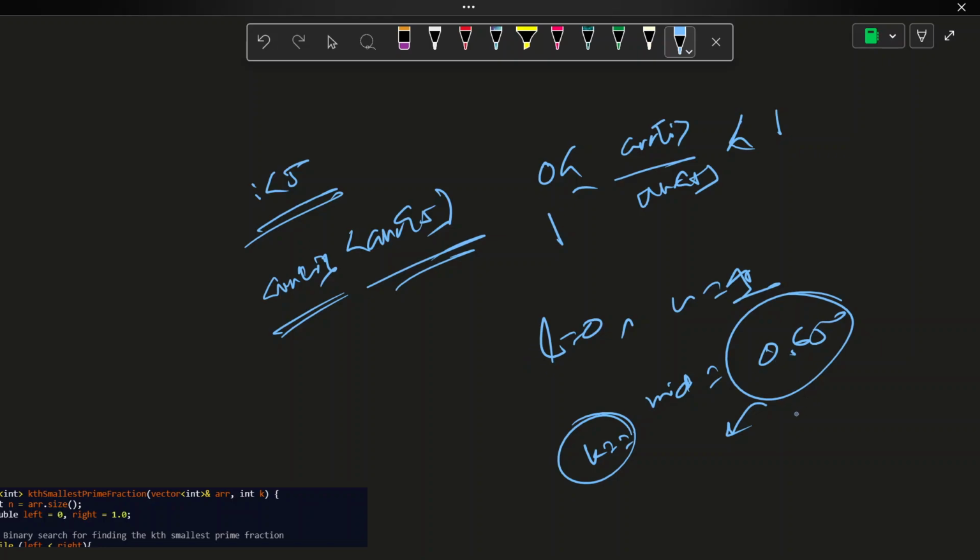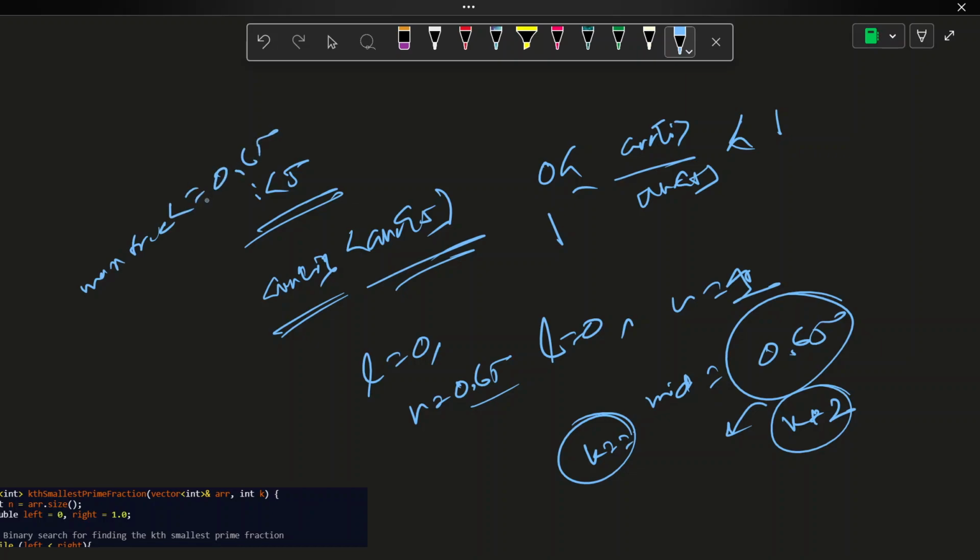Otherwise, suppose here our number of smaller fractions is k plus 2, right? So our fractions should be smaller, so at that time left will still be 0 and right will be 0.65, because the maximum number of fractions are smaller than 0.65. So if I tried with a smaller limit, suppose 0.4, it will happen that most will be discarded, right? So that's why I will decrease the fraction value limit. That's why our right pointer will shift to mid.